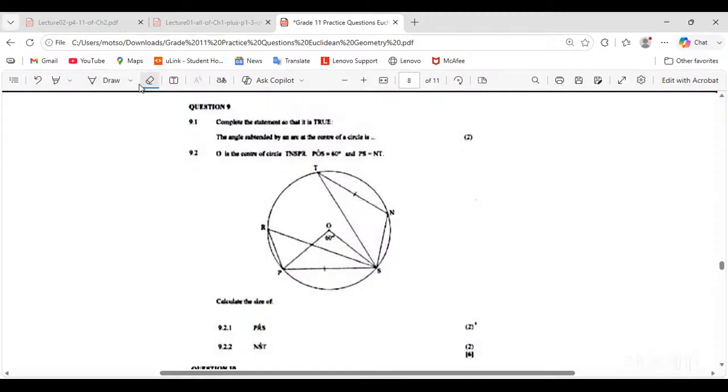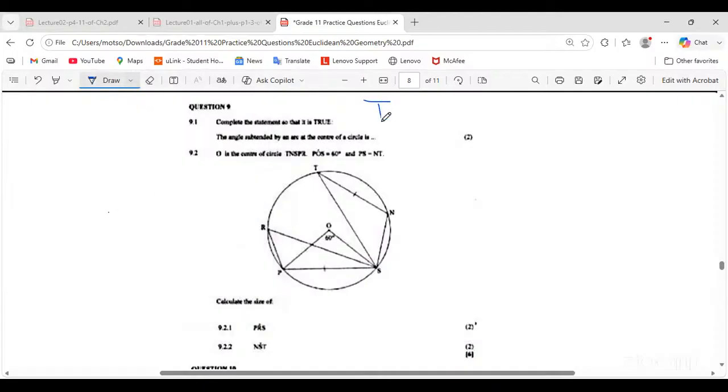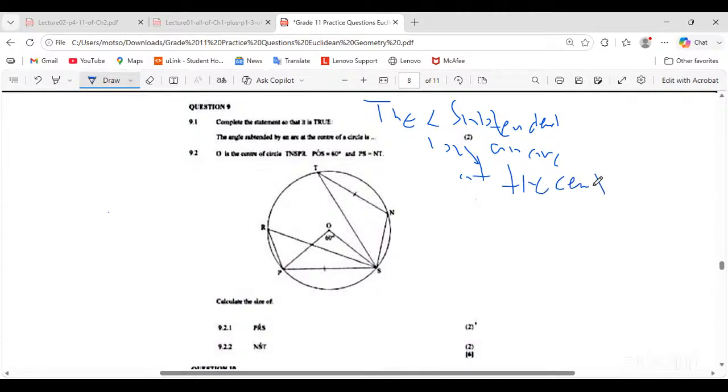So it says the angle subtended by an arc at the center of the circle. What do we know about this?